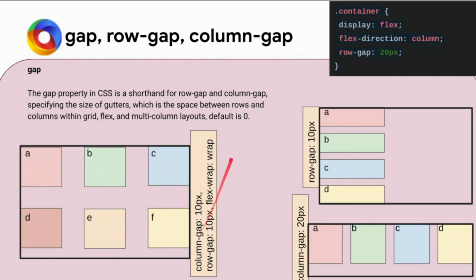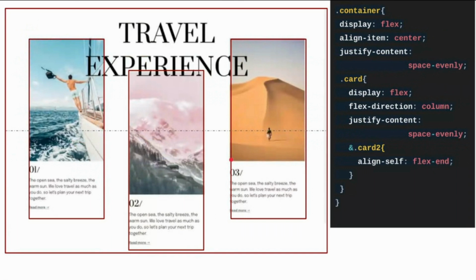We can set column gap, row gap, and gap. So I guess this is one of the examples you can see later on. I have shown an example of how we can apply flex to the real item.